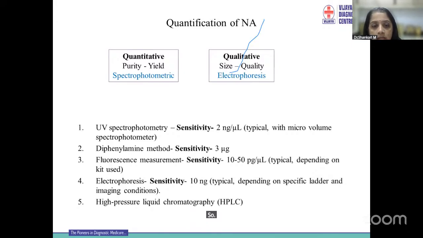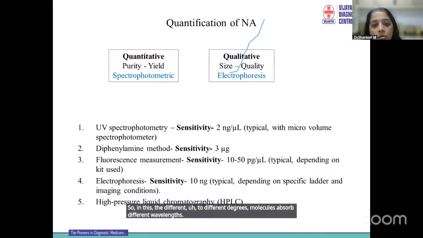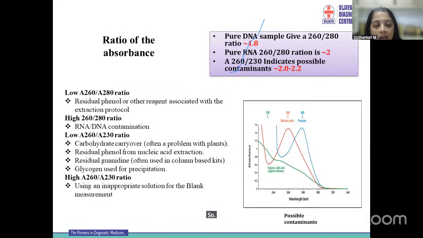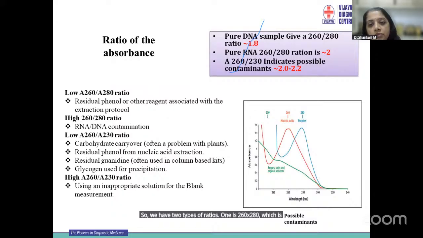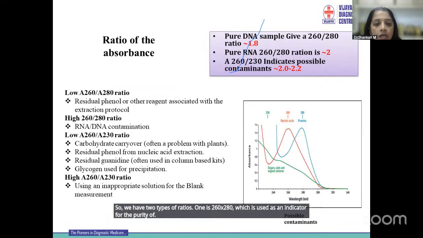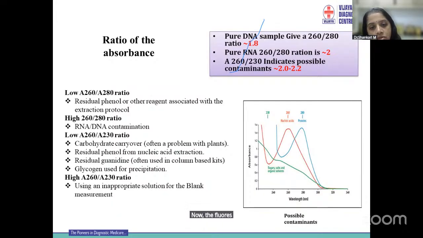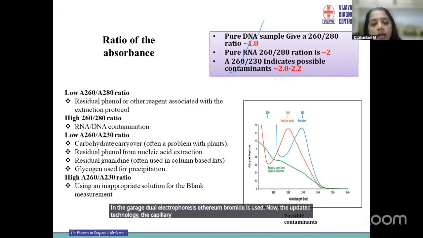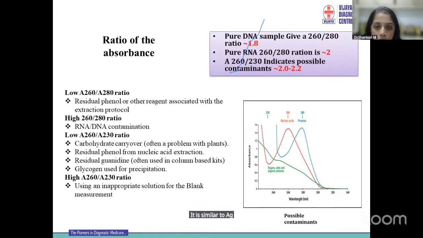In this, to different degrees, molecules absorb different wavelengths, and the molecule absorbs maximally at a particular wavelength. So we have two types of ratios. One is 260 by 280, which is used as an indicator for the purity of DNA. Now, in the case of fluorescence, dyes are used. In agarose gel electrophoresis, ethidium bromide is used. Now, the updated technology, the capillary electrophoresis method, is similar to agarose gel electrophoresis, but it is a smaller and automated version.